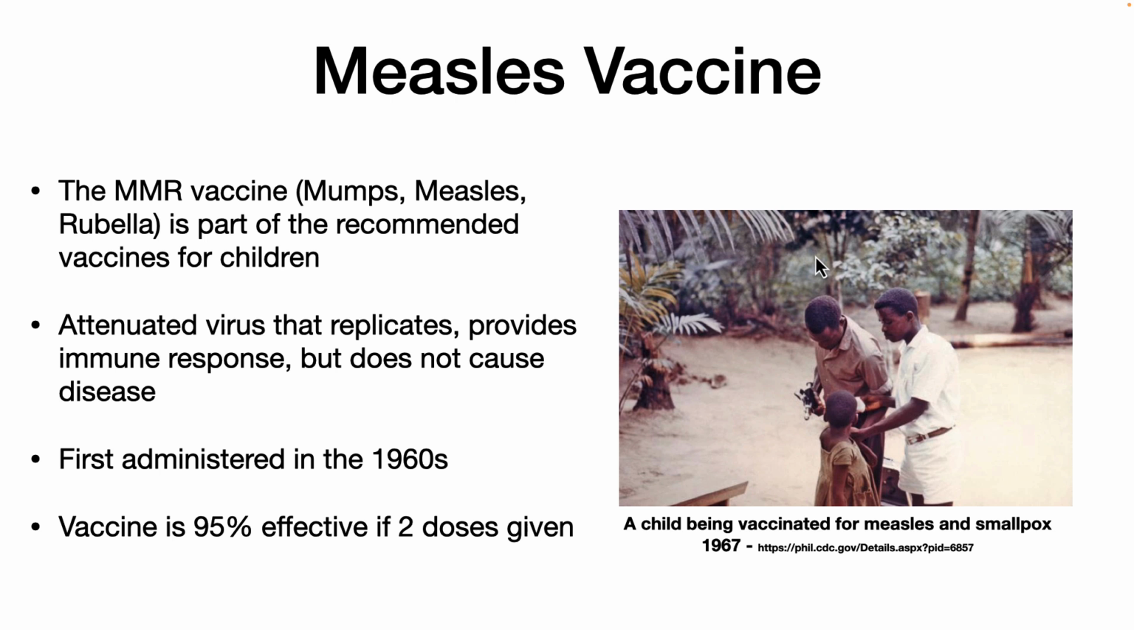It was first administered in the 1960s. The vaccine is 95% effective if 2 doses are given. And the picture shows a child being vaccinated for measles and smallpox in 1967. That little vaccination gun that they're using was, in fact, I can remember that gun being used on me as a kid when I was getting vaccinated.